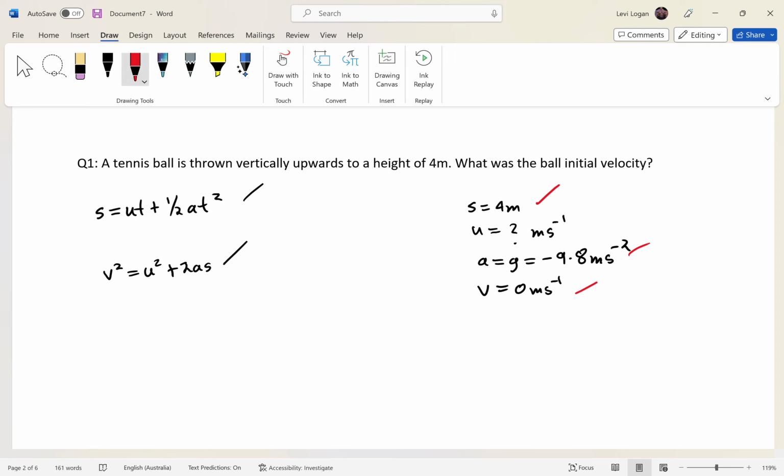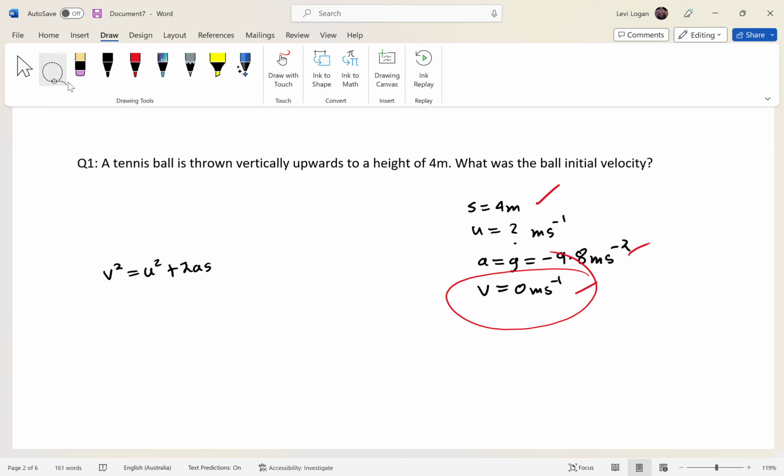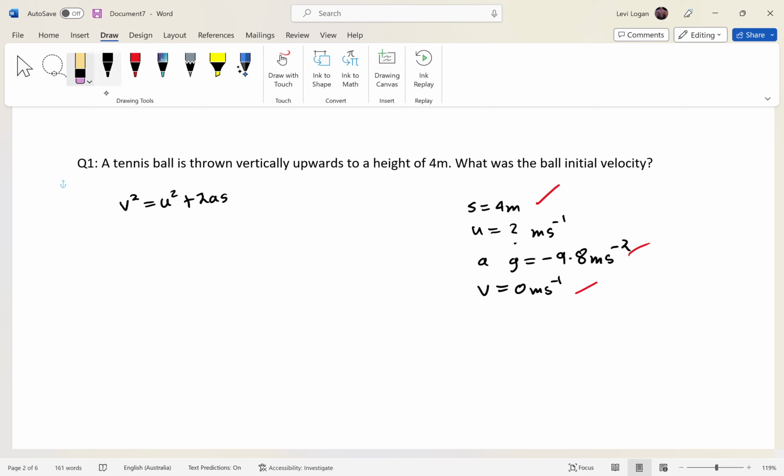We don't have u, but both of these have a u, so we can rearrange to find it, so we can still use either. Both of them use acceleration, but only the bottom one has the final velocity, so we can't use the top equation. So straight off the back, we're just going to use this equation here. So I'll just rub this out. We've got these three numbers here. Move them over here.